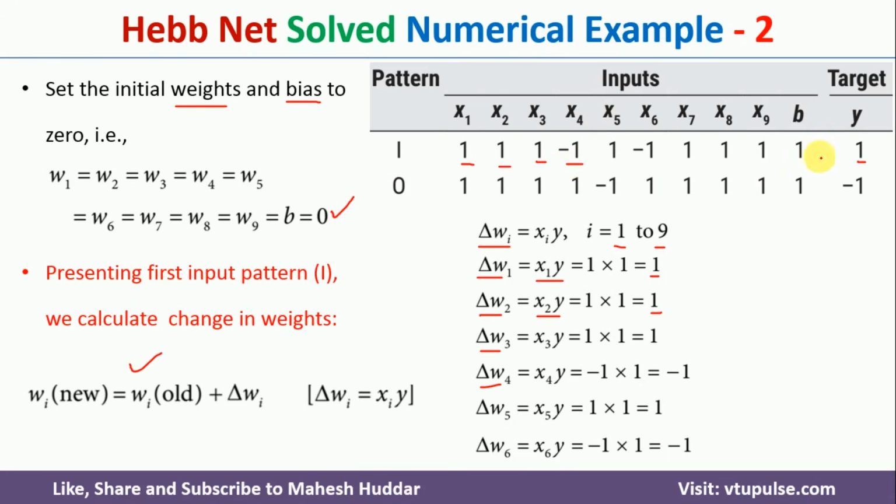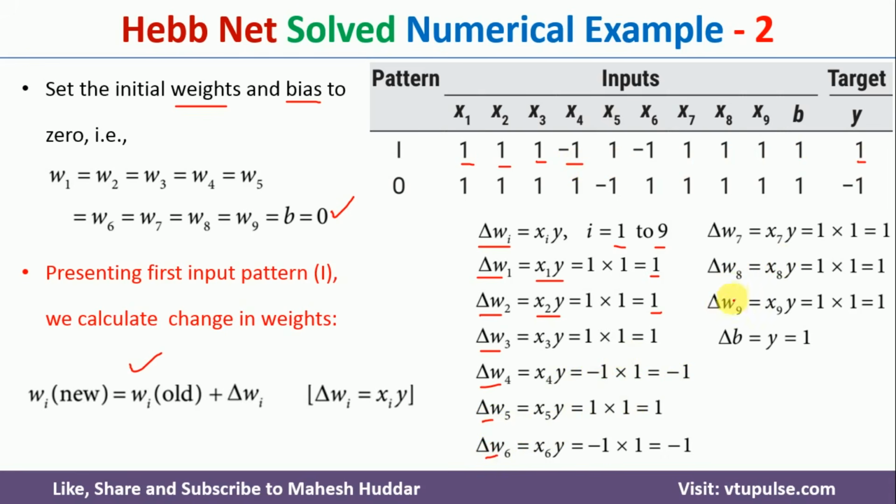x4 is minus 1, y is equivalent to 1. So minus 1 into 1 is equivalent to minus 1. Similarly, we have to calculate delta W5, delta W6, delta W7, delta W8, delta W9, as well as delta B. Delta B is equivalent to target, that is nothing but y here, which is equivalent to 1. Now we have calculated this particular term, that is the change in weight.